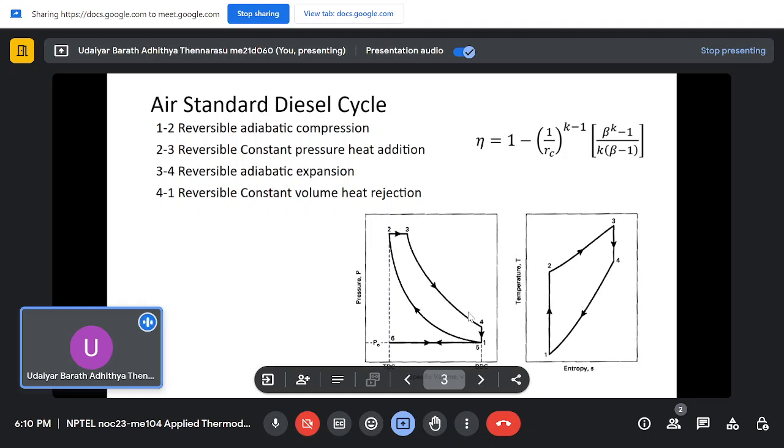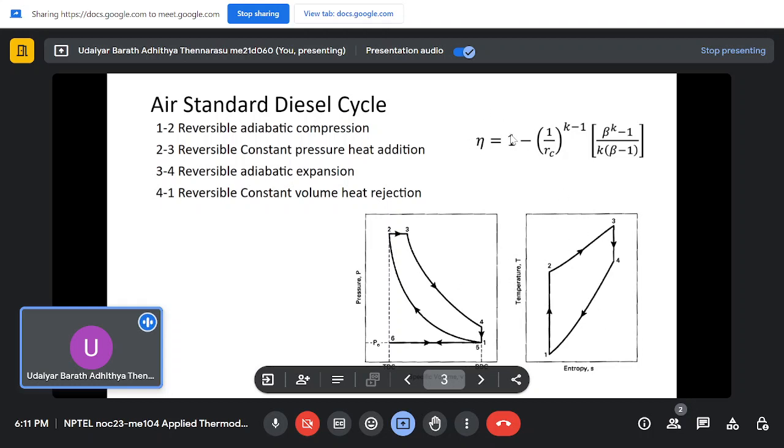So if you see, previously in the Otto cycle we had two constant volume processes and two reversible adiabatic, or isentropic, processes. Here in the diesel cycle we have one constant pressure process in which heat is added, and a constant volume process where heat is rejected. Similarly, a temperature entropy diagram is shown for the diesel cycle. So 1 to 2 and 3 to 4 are the work processes, and 2 to 3 and 1 to 4 are where heat is added and removed.